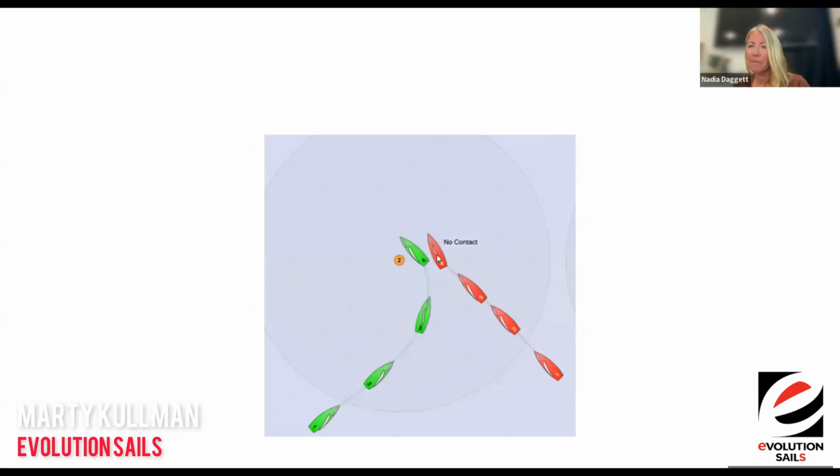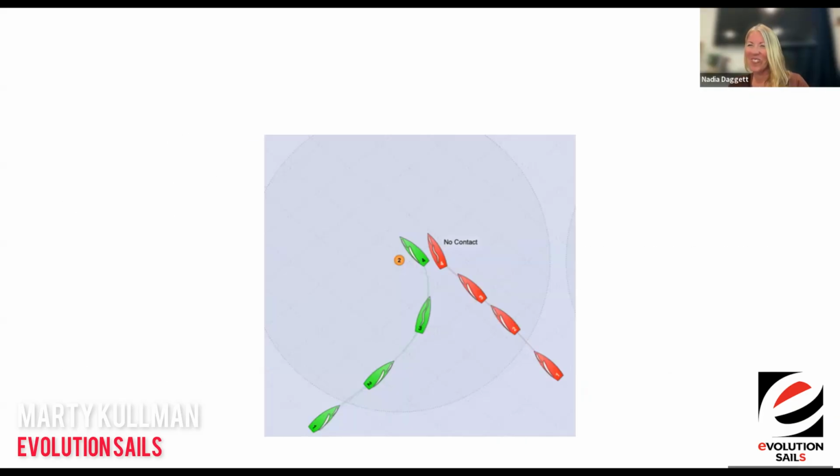Mhm. So in this scenario, red boat's coming in, they've been on close haul, green boat comes in, tacks, and red boat has to avoid green boat by going above close haul. So in this case, the green boat is wrong. And the red boat can protest.